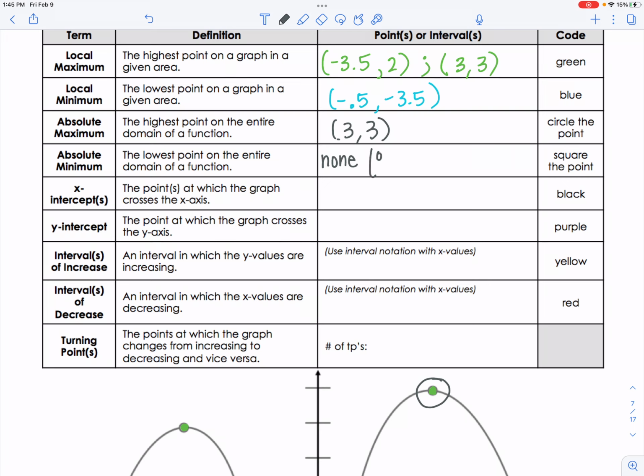And again, there's only one minimum value. So there's nothing to compare it to.